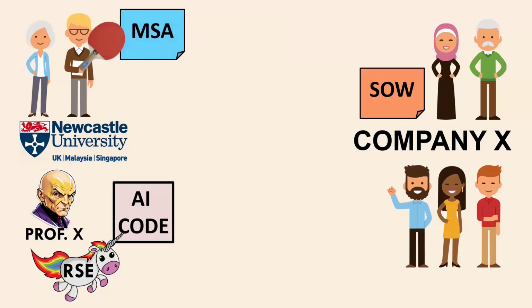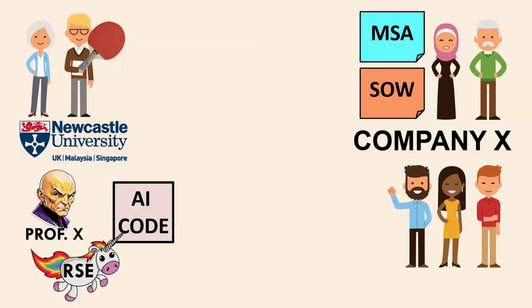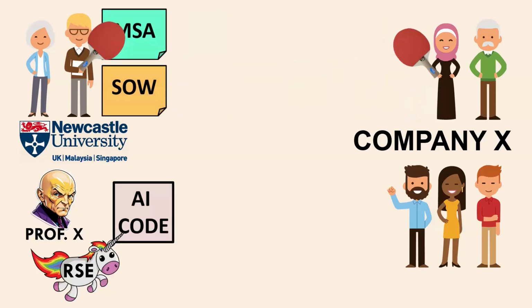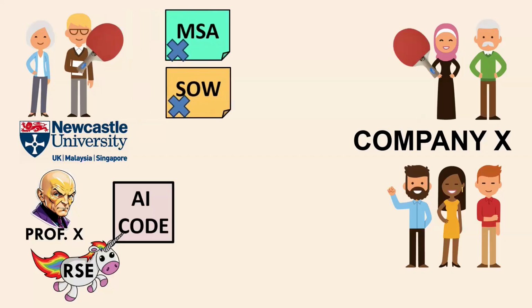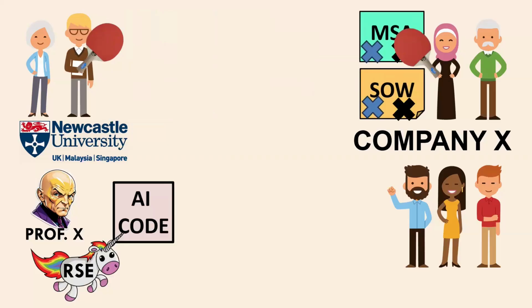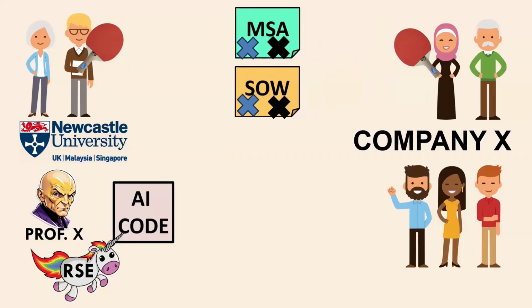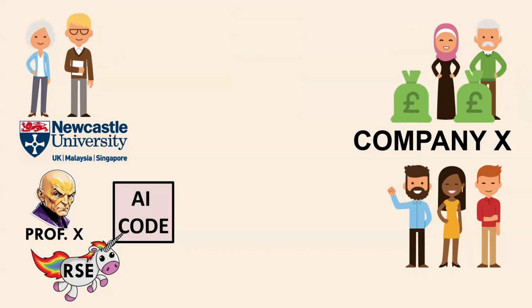However, eventually they do send back the contracts, which gets sent straight back again with some changes from Newcastle University, and then the contracts get sent back again. And then finally they get signed by Newcastle University, and then they're signed by Company X. So this is 2 months later, finally the project can officially start. When the project starts, we get half of the money, and the other half will come after the project is officially finished.